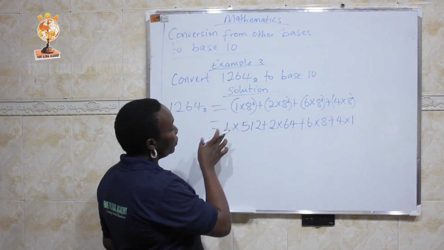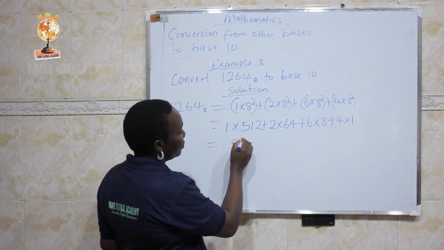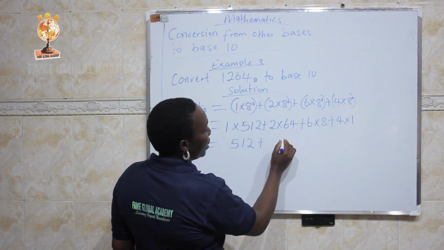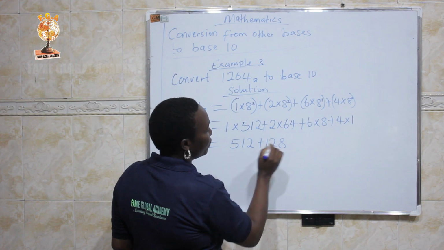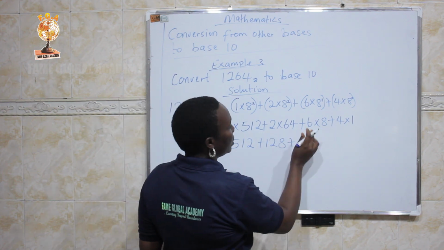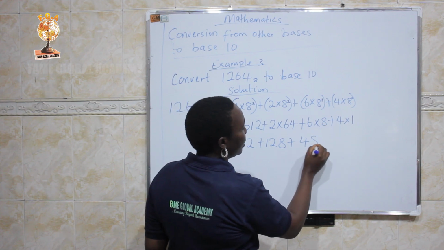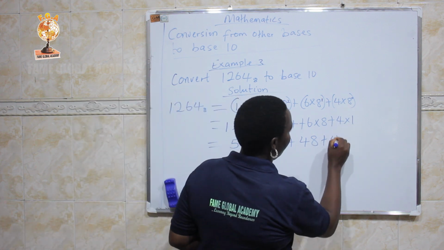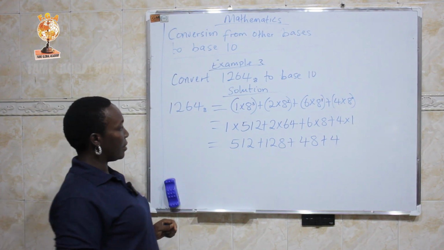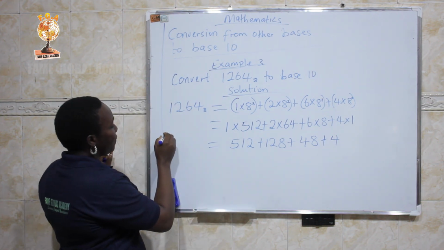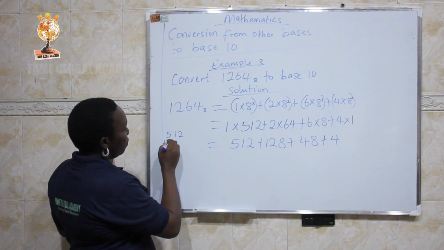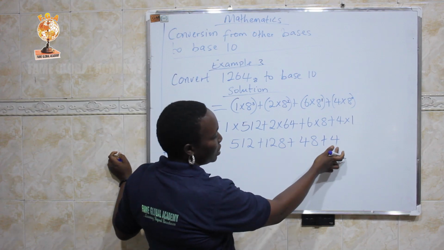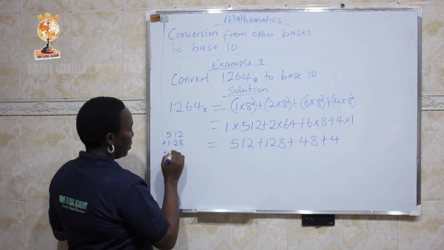Okay, so let's continue. 1 times 512 will give us 512, plus 2 times 64. 2 times 4 is 8, 2 times 6 will give us 12. That's 128. Plus 6 times 8 will give us 48. Okay, then we have the last one, which is 4 times 1, which is what? 4. Okay, so let's add everything together. So we have 512 plus 128 plus, let's add these two together, 48 plus 4, that will give us 52. So we have 52.